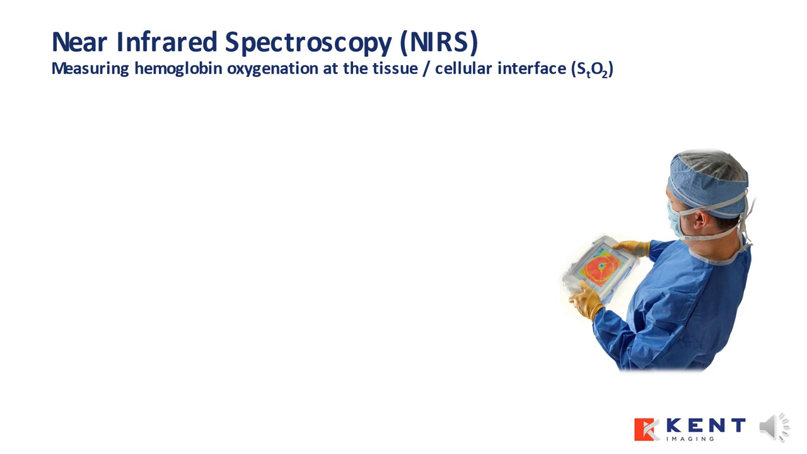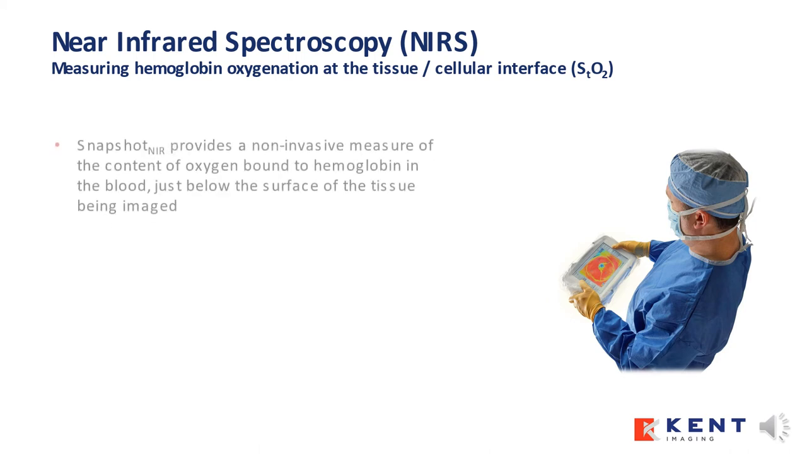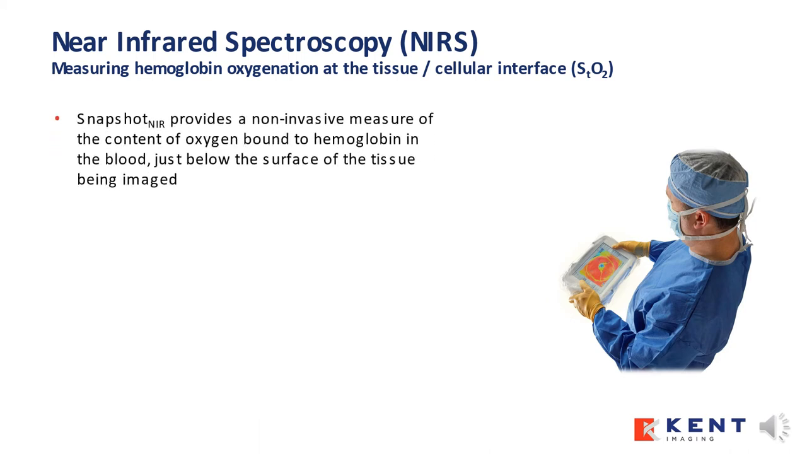Near-infrared spectroscopy imaging takes us one step closer to measuring cellular respiration. With this technology, we can measure hemoglobin oxygenation at the tissue-cellular interface. We call this measurement StO2. Near-infrared spectroscopy imaging with SnapshotNIR provides a non-invasive measure of the content of oxygen bound to hemoglobin in the blood, just below the surface of the tissue being imaged.